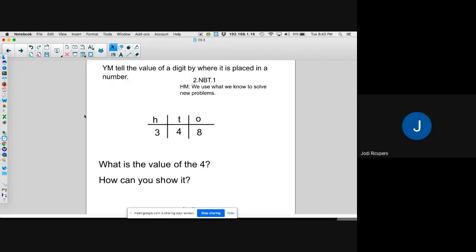Look at this number. What is the value of the 4 in this number? The value of the 4 in this number is 40. I know that it's 40 because it is in the tens place. That means there are 4 tens, and 4 tens equals 40.